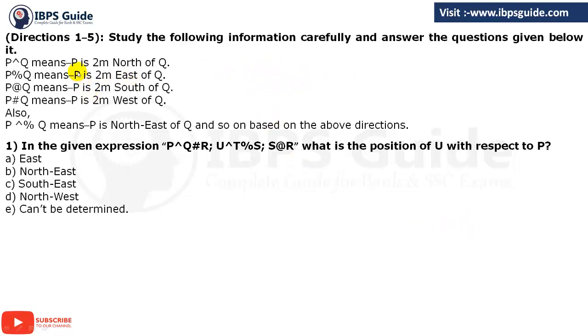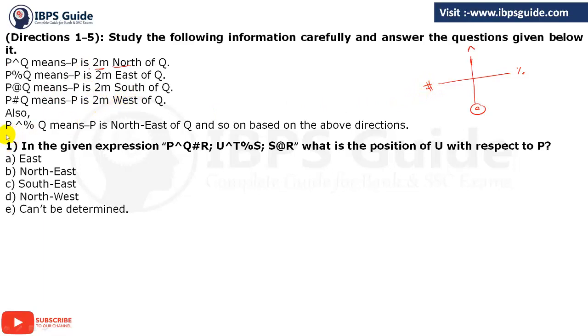First of all, we have the codes for different directions. P power Q means P is 2 meter north of Q. So the direction is north, and the distance is 2 meter. Let's make a simple chart in which north is the upward direction, and write power here. Percentage means east, so write percentage here. At the rate means south, so write at the rate here, and hash means west, so write hash on the west side. And the distance is 2 meter, that is sure.